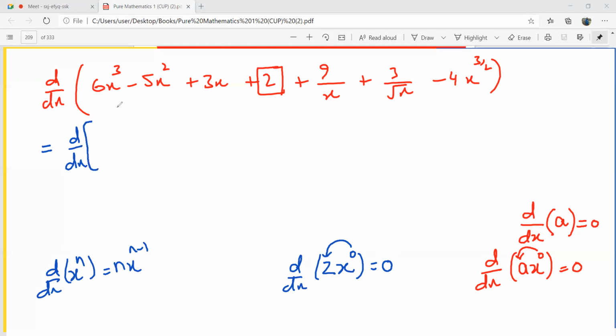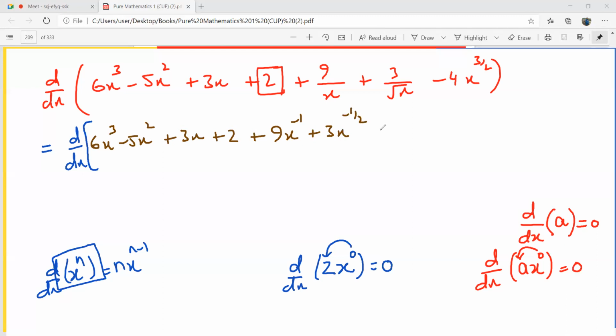Now, before I differentiate this, I should have all these terms in the form x raised to power n. So I'll write this in that form. This is your 6x cubed here. This is minus 5x squared. This is plus 3x. This is plus 2. This would be 9x raised to minus 1. This would be 3x raised to power minus half, and this is minus 4x raised to power 3 by 2. You see, all these terms are in the form x raised to power n. Now we're ready to differentiate this.